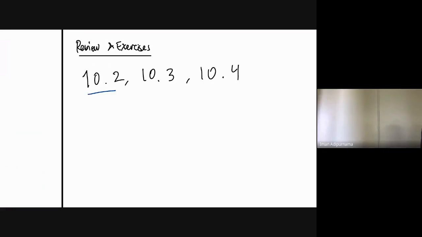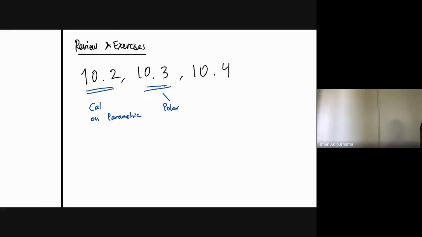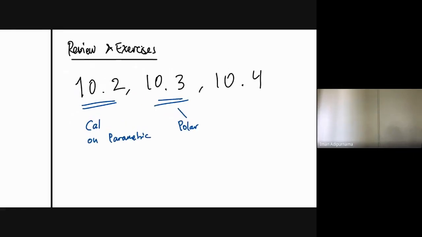So 10.2 is the calculus on parametric, right? Chapter 10.3 is actually the intro to polar. If you are familiar with polar, actually you can just focus on 10.2 and 10.4. That is the calculus on parametric and calculus on polar. So if you read your textbook, if you want to exercise, you can take some exercises on 10.2 and 10.4.